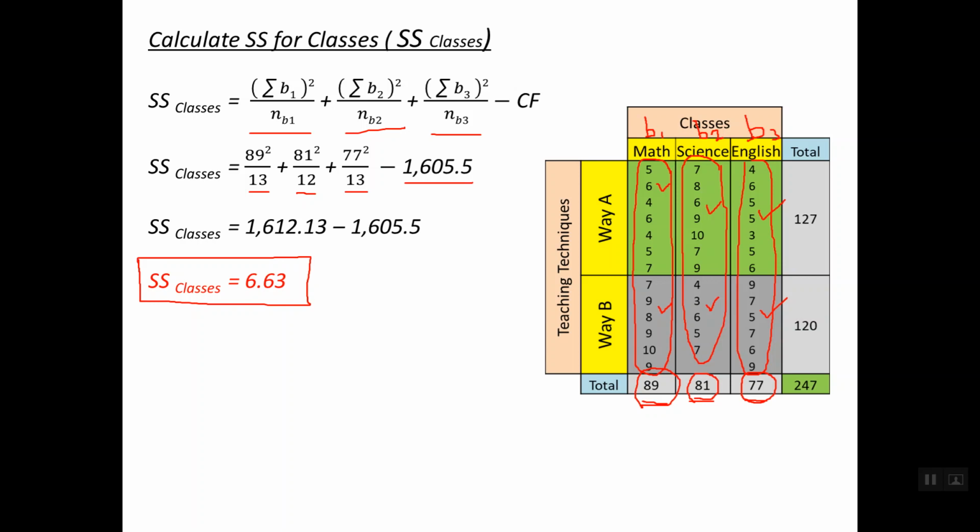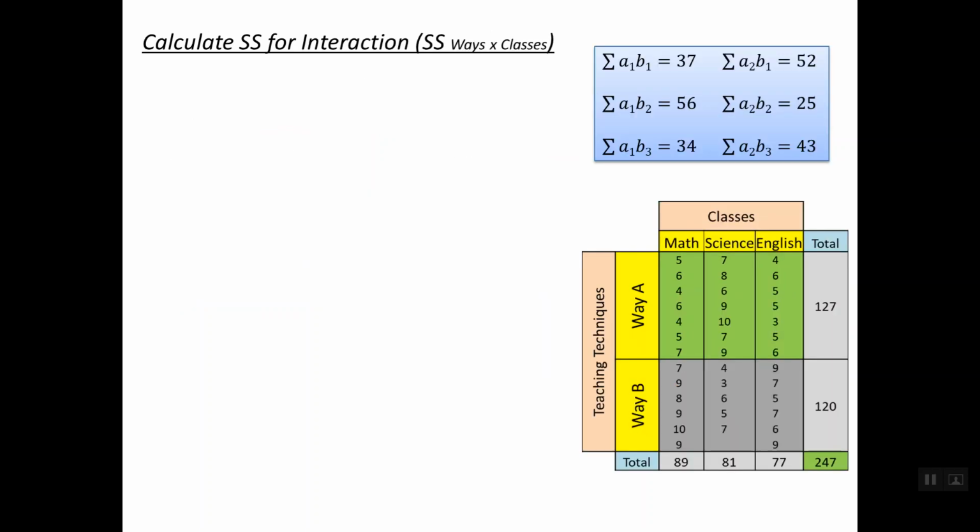So right now we have calculated the SS for the total, the SS for the first factor, and the SS for the second factor. What is needed now is to calculate the SS for the interaction between the two factors. The SS for the interaction.